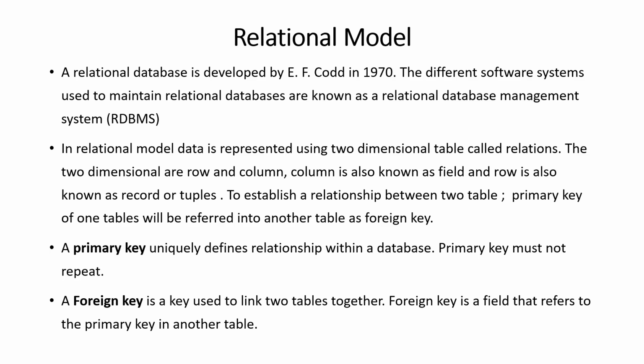To establish a relationship between two tables, the primary key of one table will be referred to in another table as a foreign key. A primary key uniquely defines a record within a database. Primary key must not repeat. A foreign key is a key used to link two tables together. A foreign key is a field that refers to the primary key in another table.